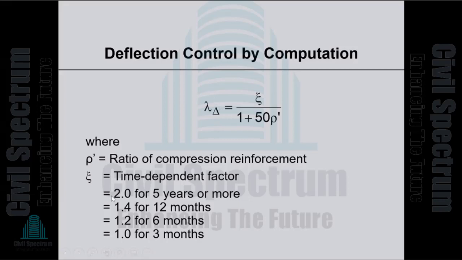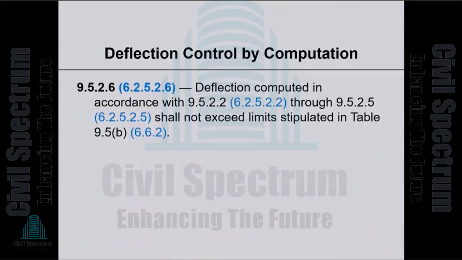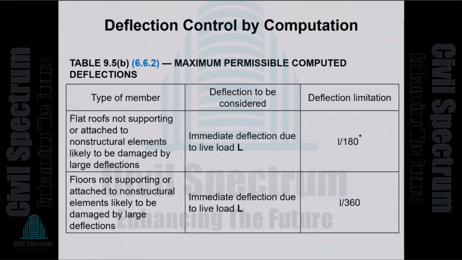Now, this 2, large as it seems, most knowledgeable people think it's totally inadequate, that the actual deflections after 5 years would be much more than twice the immediate deflections. But this is what ACI 318 tells you, and this is what you go with. So short-term deflection at the end of whatever period of time.